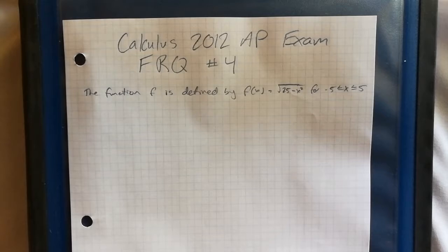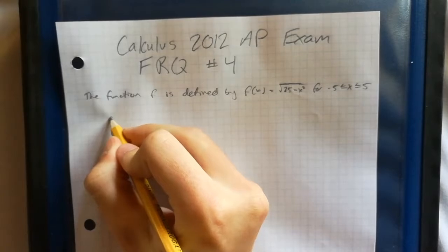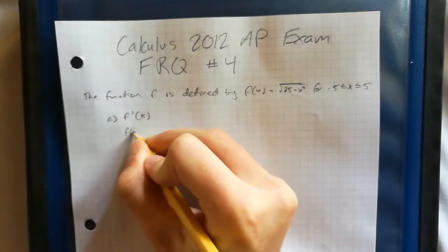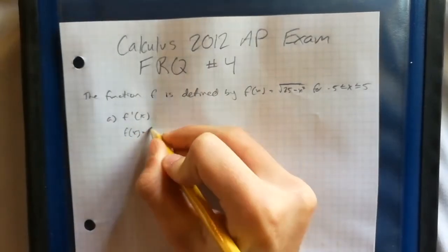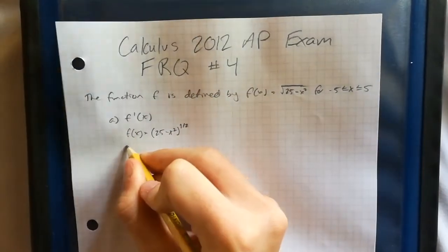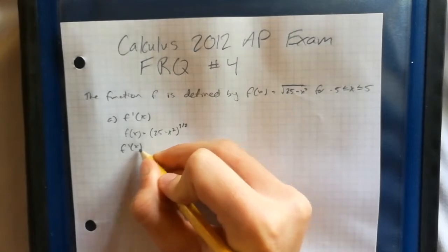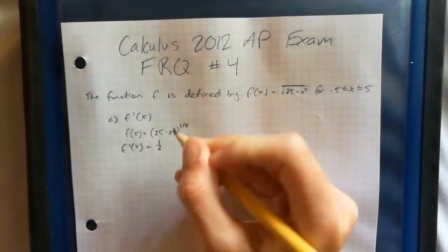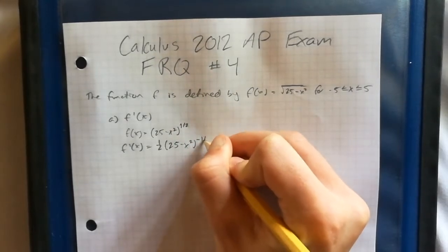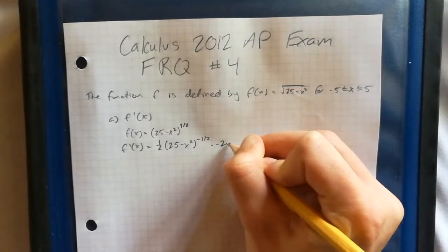For our question, the function f is defined by f of x equals the square root of 25 minus x squared in the interval -5 to 5. Part A of the question is: find the derivative of f of x. To start, I can rewrite f of x in easier terms to take the derivative of. Next, take the derivative. Don't forget the chain rule.